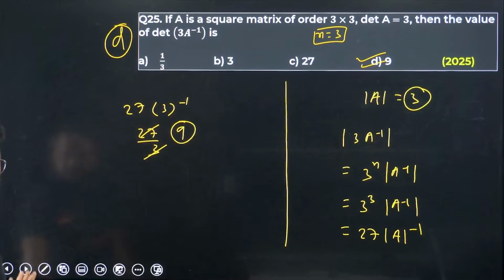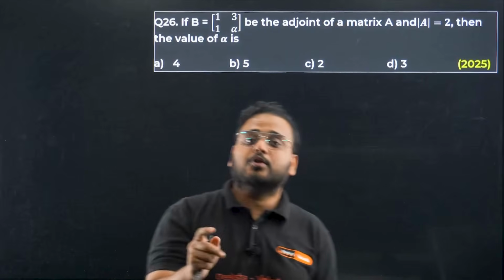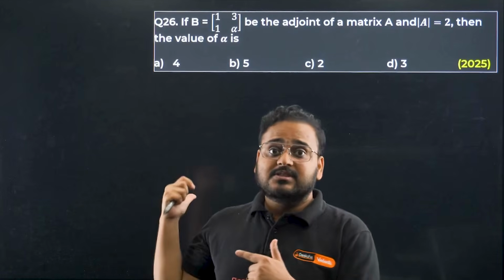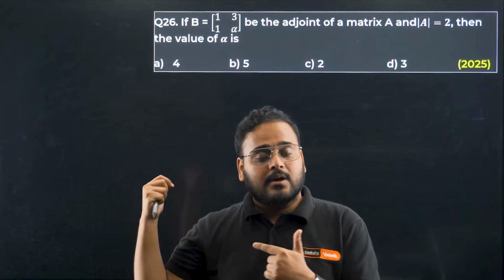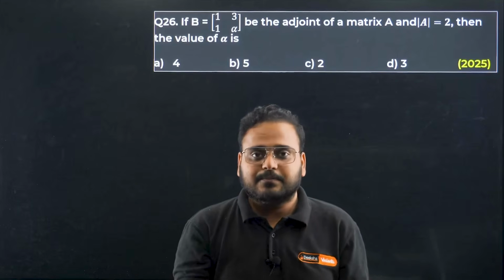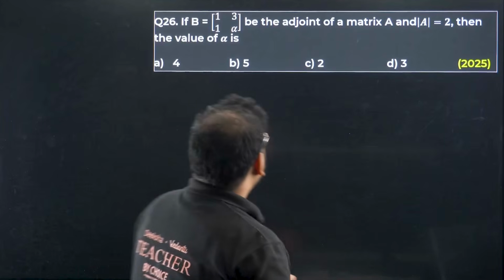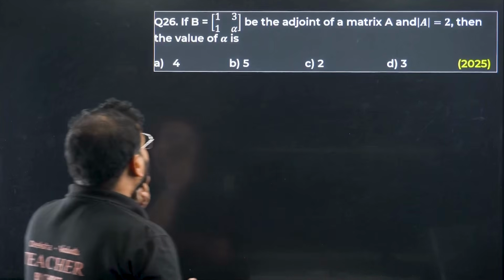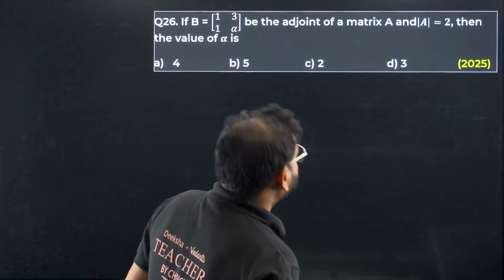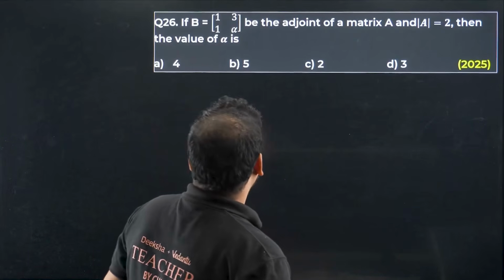Let's solve the last question of the day and complete our session. Let me know whether you felt confident after solving these questions or not. I did not make this question. This is a KCET PYQ. It means if you can solve these questions confidently, 100%, you are prepared for this chapter and you get the 3 marks in your examination. Okay, last question. We have B as 1, 3, 1, alpha. B is the adjoint of matrix A and determinant of A is 2. Then the value of alpha is what?